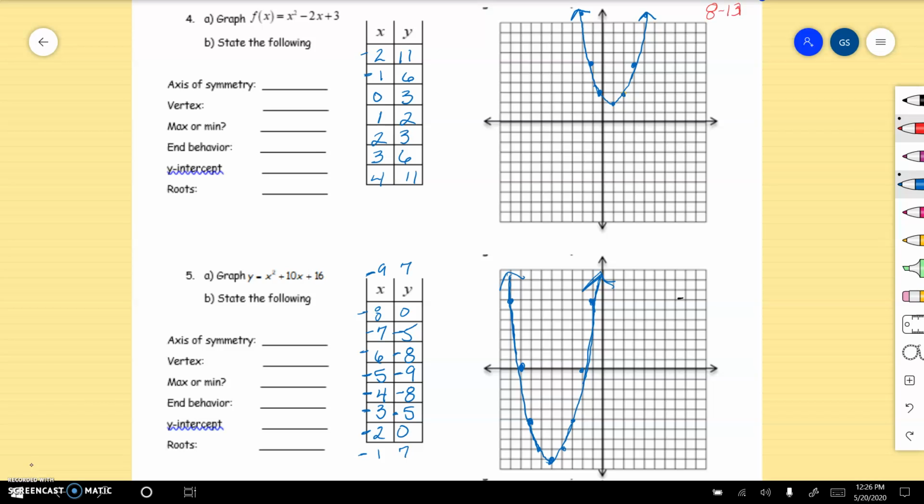Okay, so what I've done here is I've graphed a bunch of parabolas. What we're going to do is name the different parts of the parabola. Okay, so let's get started with the first one.